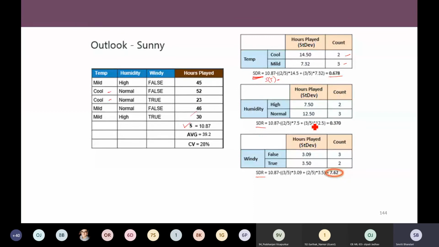Similarly, SDR for humidity is computed and SDR for windy is computed. Once again, similar to step number 3, out of these 3 SDRs we need to find the attribute with the highest SDR value. Which attribute has the highest SDR value? Windy, 7.62 is the maximum of these 3 SDRs. So we pick windy as our decision node.